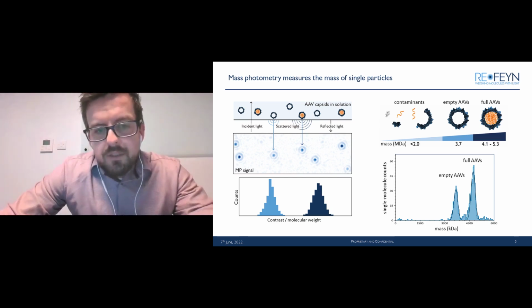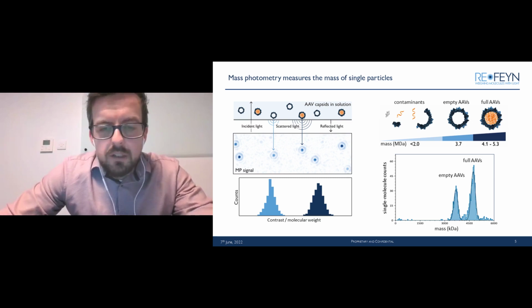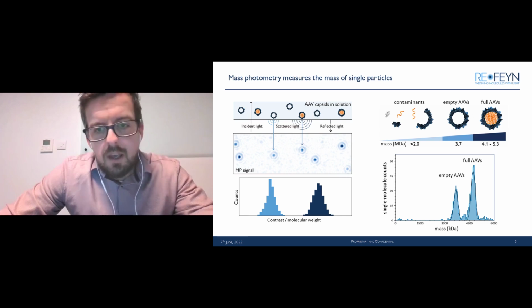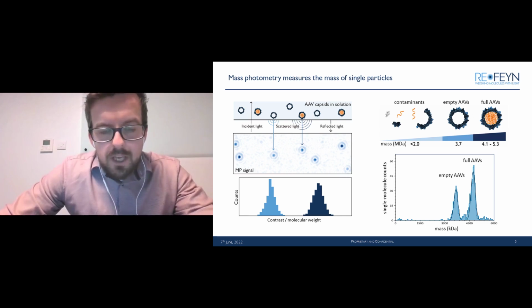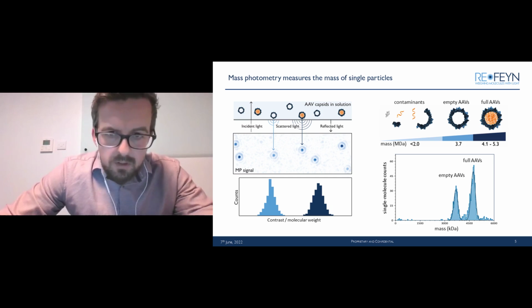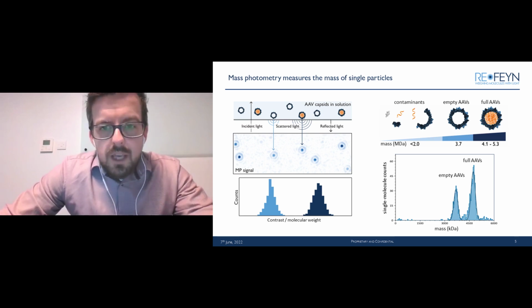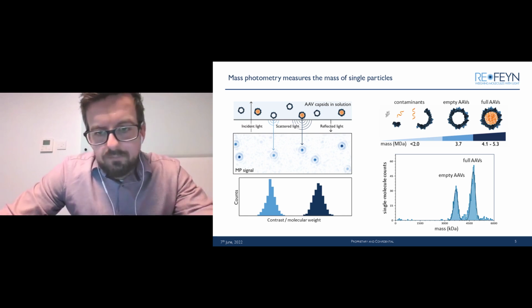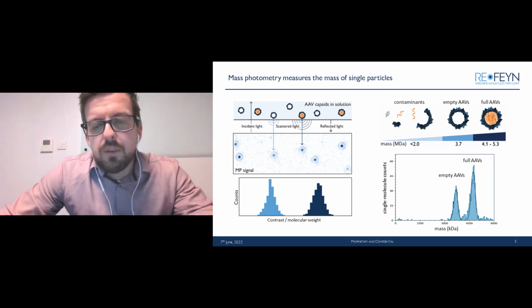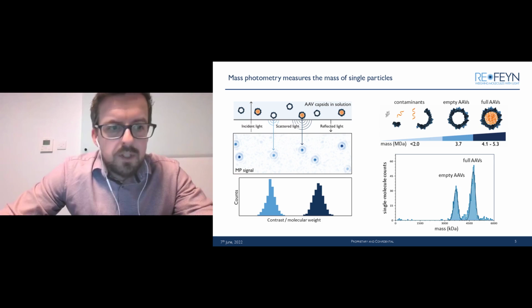And we believe that looking at mass could be particularly useful for AAVs, primarily because of the large mass difference between empty AAVs and full AAVs. So in a typical AAV prep, we would expect to see contaminants at a mass of under 2 megadaltons, empty AAVs around 3.7 megadaltons, and for full AAVs, dependent on the DNA payload, a mass of 4.1 to 5.3 megadaltons. On the bottom here, you can see some mass photometry data, and we can clearly see that the empty and full AAV peaks are nicely separated.